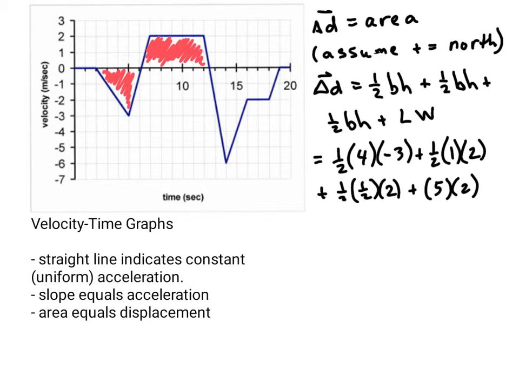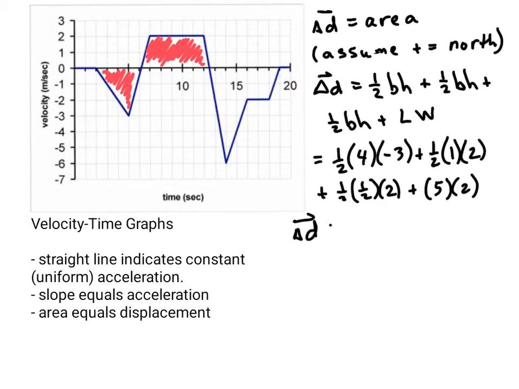So I've colored in the areas that we're going to find, the large triangle that's negative, and then 2 small triangles on either side of the rectangle. So this is one small triangle over here, this is another small triangle over here, and then we're finally finding the area of this large rectangle in here. So that's where those values come from that I've substituted in here.